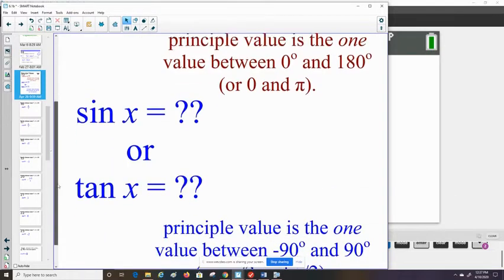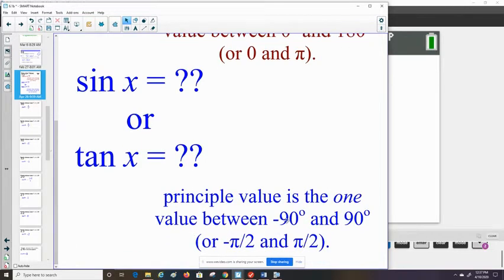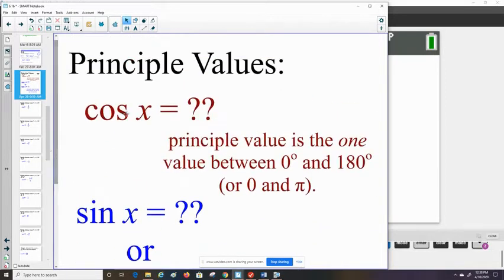For sine or tangent, the principal value means the one value that's between negative 90 and positive 90, or negative pi over 2 to pi over 2. The reason that we've got two different ranges for these things is because if you have cosine of x is equal to 1/2, there is only one value between 0 and 180 degrees.